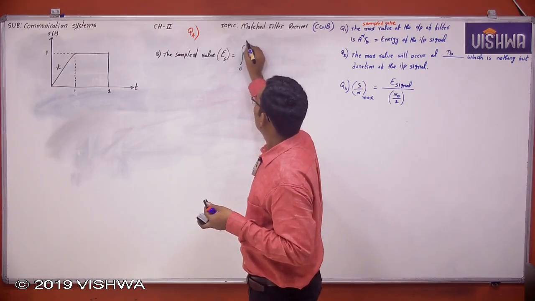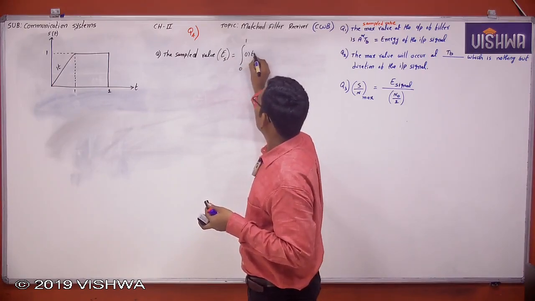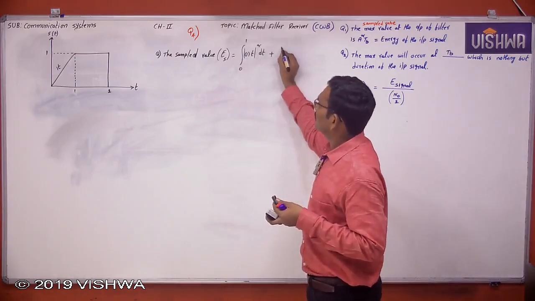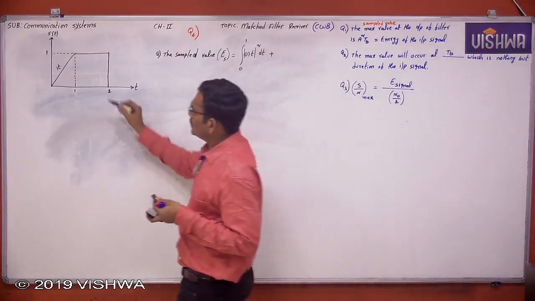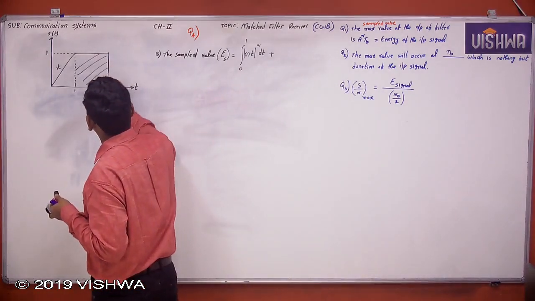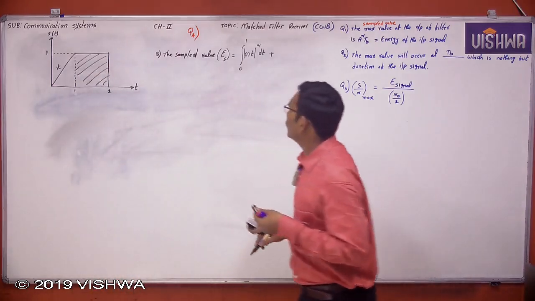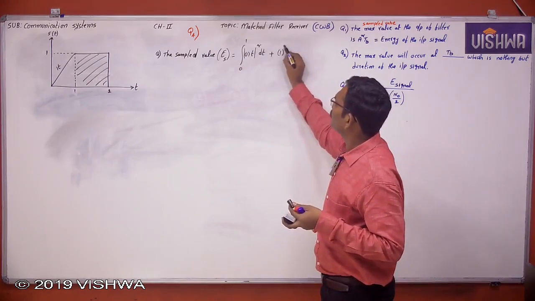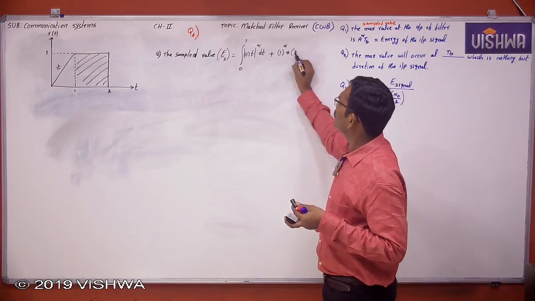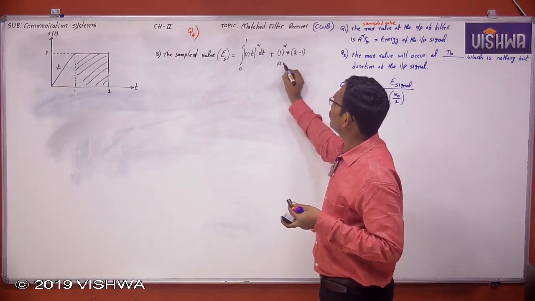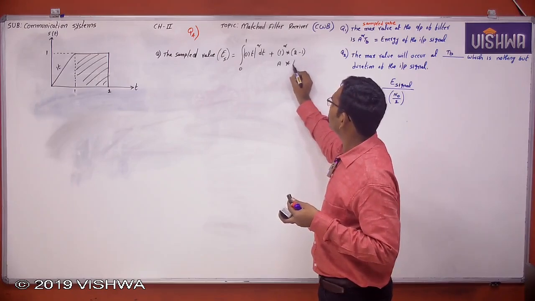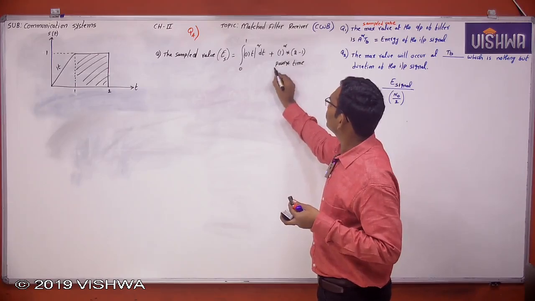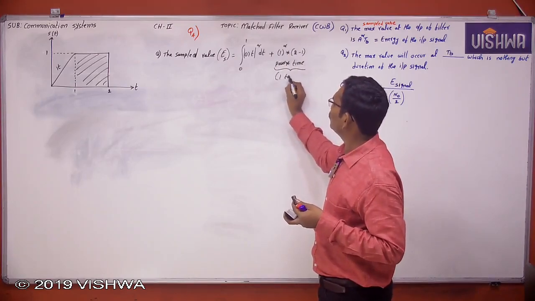From 0 to 1, the integral of t square dt, plus now from 1 to 2. Between 1 and 2, energy equals power into time, where power is the square of the amplitude, and time is 2 minus 1. Energy equals power into time, over the duration of 1 to 2.